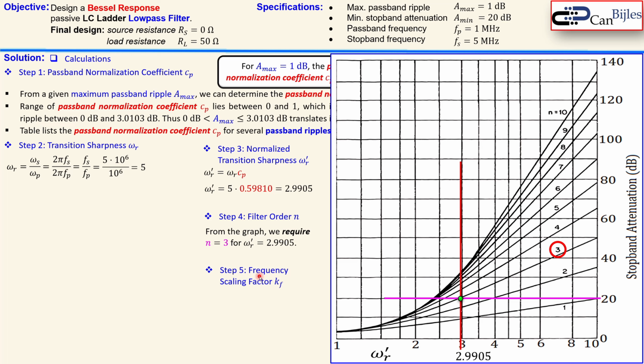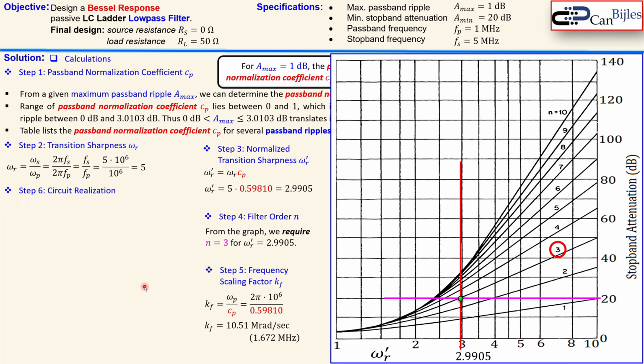This is also a very important step, which is the frequency scaling factor k sub f, and that is actually equal to the omega p, which is our passband frequency in radians per second, divided by our normalization coefficient, Cp. So we do 2 pi times 1 mega over the 0.59810 from step 1, and that is 10.51 mega radians per second. So 10.51 times 10 to the power 6 radians per second. Now, if you convert this to hertz, that is 1.672 megahertz. And this value is our cutoff frequency actually for this filter.